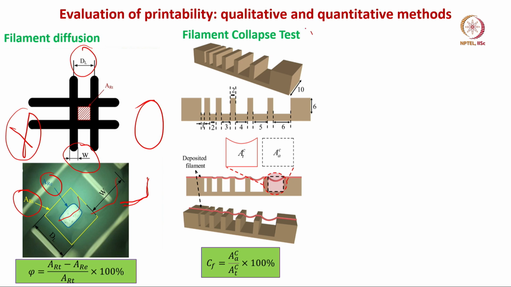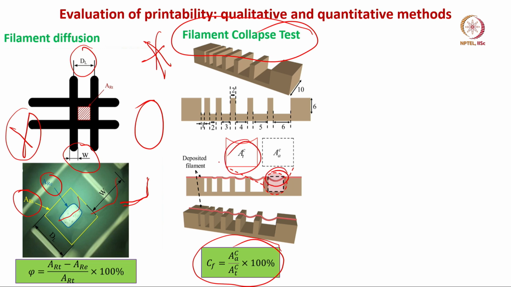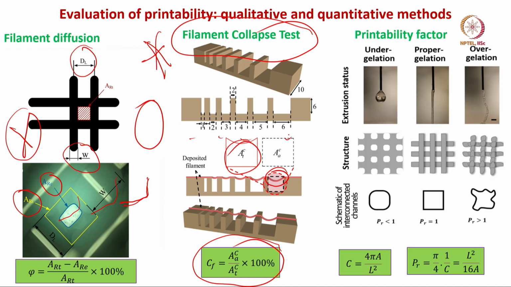The filament collapse test is perhaps the most widely used in academic institutions for the 3D printability evaluation. What you do is have progressively wider and wider strips. The hydrogel is printed on this particular FCT tester, and then you can find out the collapse factor. CF is nothing but AAC by ATC into 100%. What AAC is has been mentioned, and what ATC is is also mentioned here. Note the distance between the two pillars, progressively increasing.